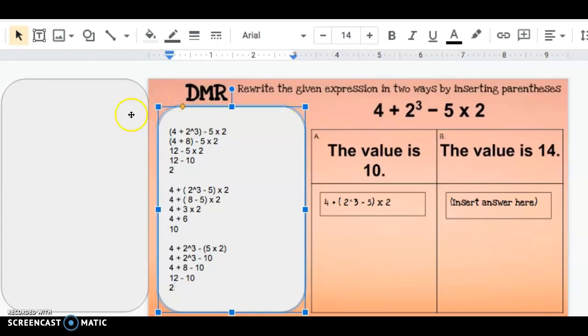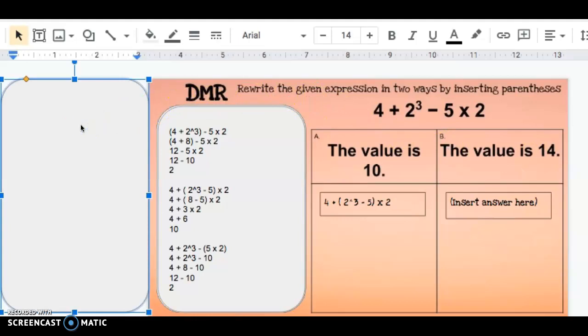So I'm going to go back to the beginning of my expression, and I'm going to put parentheses around everything up to the 5. So I'm going to do 4 plus 2 to the 3rd power minus 5, close the parentheses, times 2, and see what I get. Again, parentheses can have as many numbers as you need in them, or as few. When you put parentheses around your numbers, it changes either the operation or when you solve it.